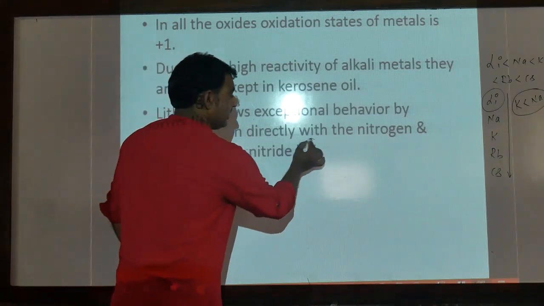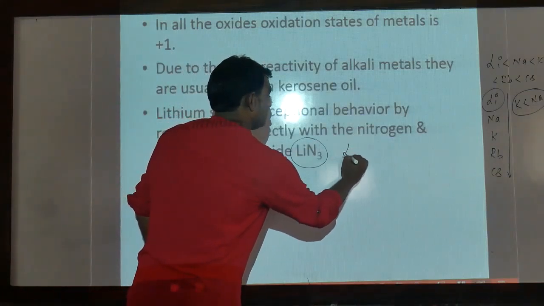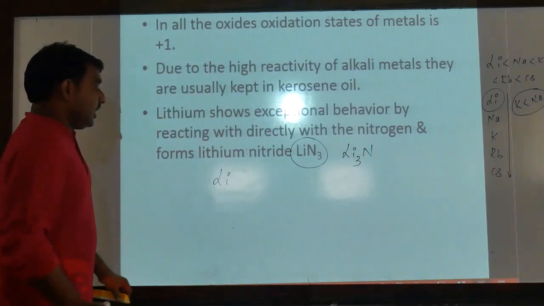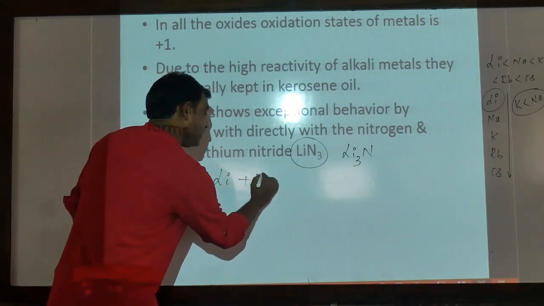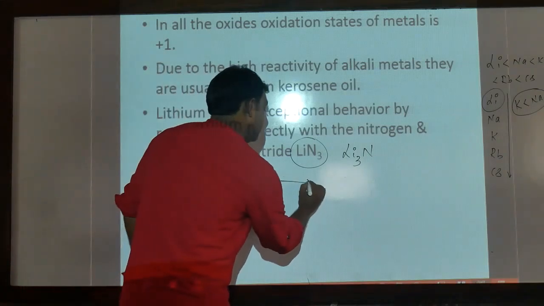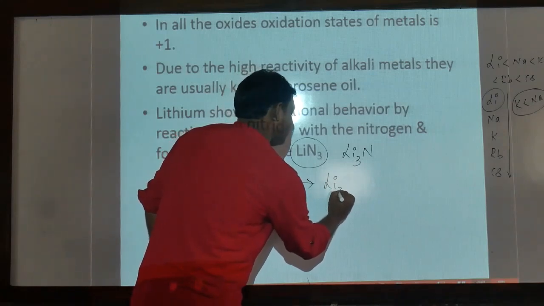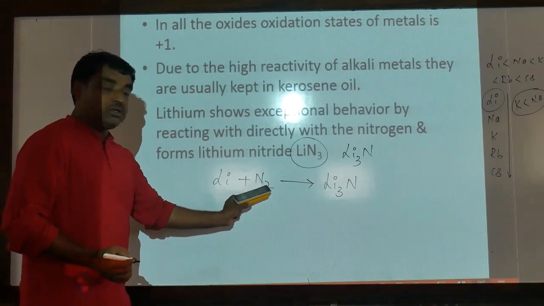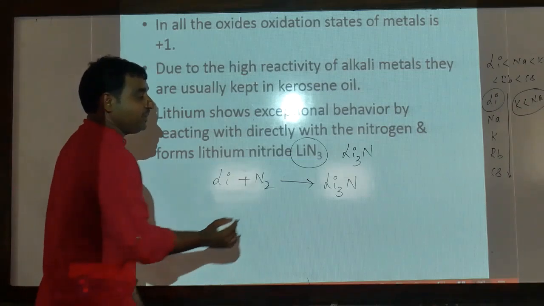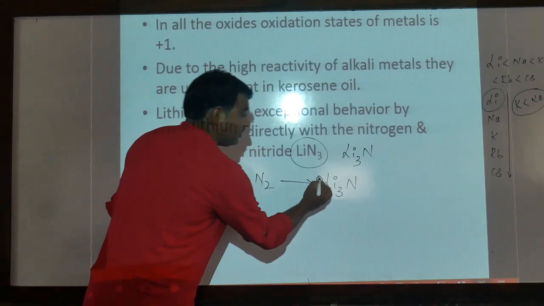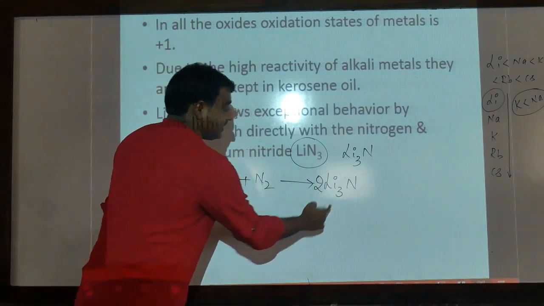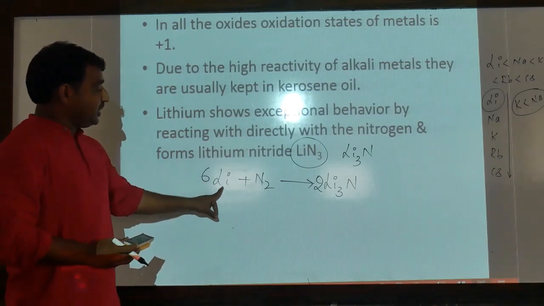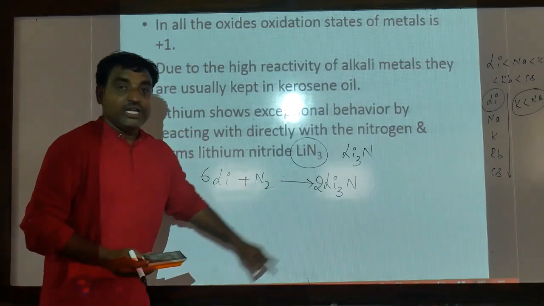So this is, I think, wrong; it should be Li3N. So now lithium reacts with nitrogen, it will form lithium nitride. This is lithium nitride. How many nitrogens are there? On the left side 2 nitrogens will be there, hence we have to multiply with 2, and 2 3s are 6 lithiums, hence we have to multiply with 6. 6 lithium reacts with nitrogen to form lithium nitride.